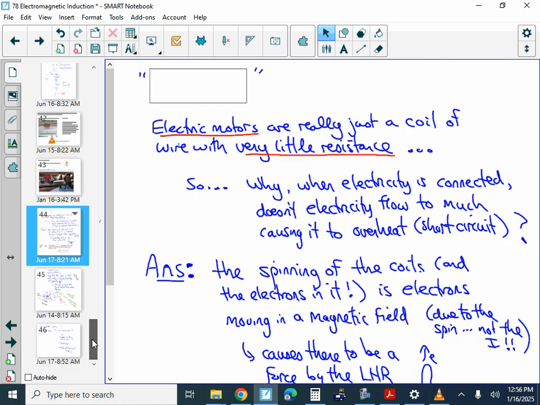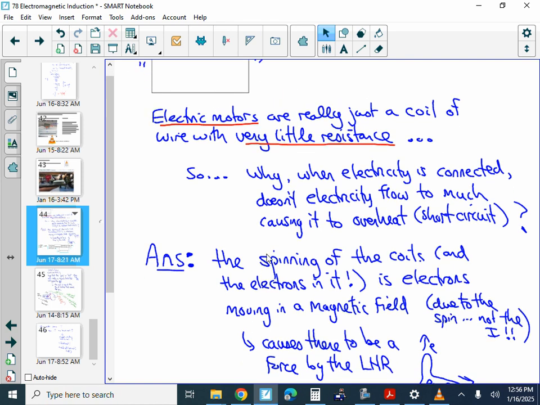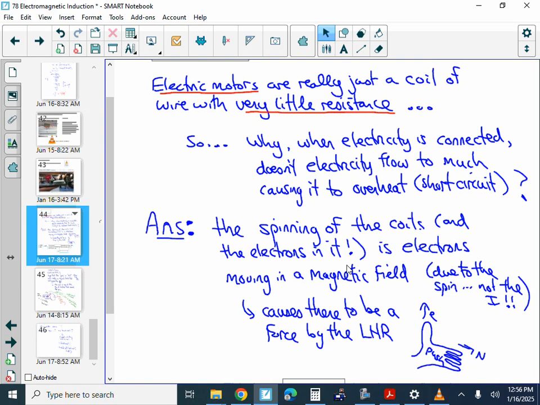And the last thing I'm going to show here can save your blender in the kitchen or save electric motors. Okay, so electric motors are really just a coil of wire, right? I showed you that in the previous lesson. So they have very little resistance. So when you hook up electricity, you'd think they'd overheat, short circuit, catch on fire, right? And the reason they don't is because the spinning of the coils is electrons moving, and they're moving in a magnetic field.